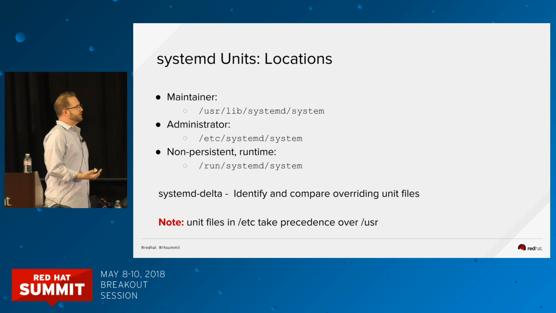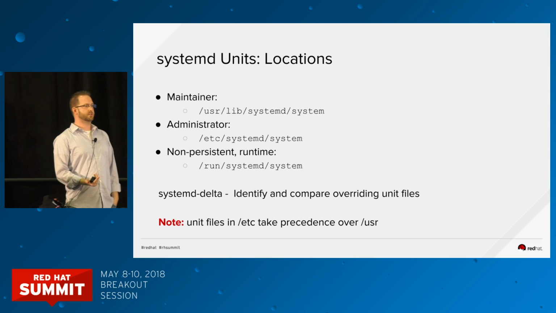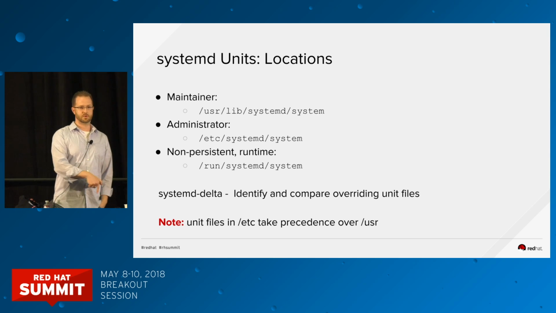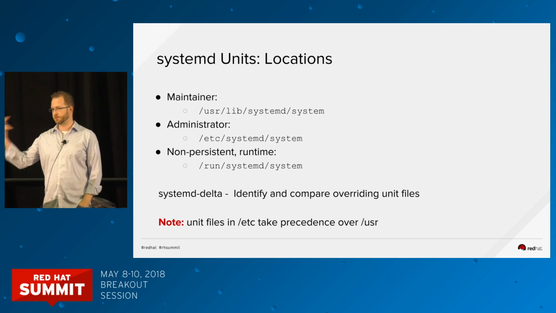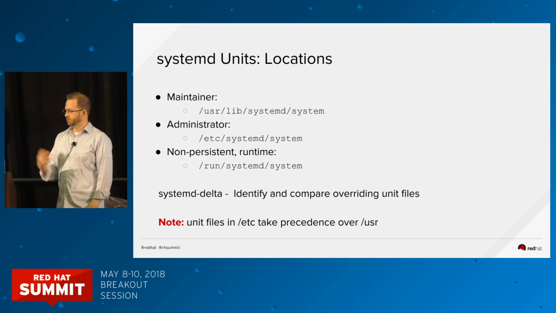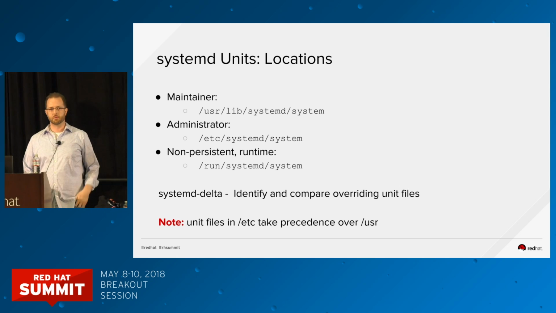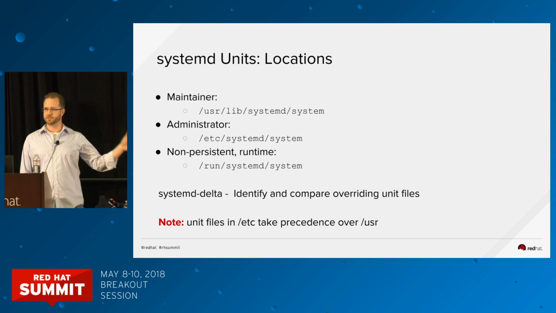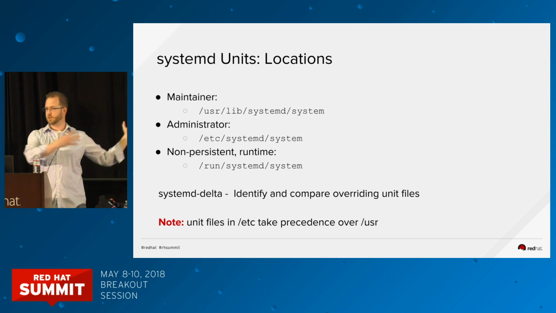So now that we know what units are, it's really important that you understand where they live on the system. This matters as we modify systems, go through the life cycle, and do regular everyday tasks. What we're calling the maintainer space is the unit files that come with RPMs. Those are under /usr/lib/systemd/system. By the way, feel free to take as many pictures as you want. The slides will be online, but take away.